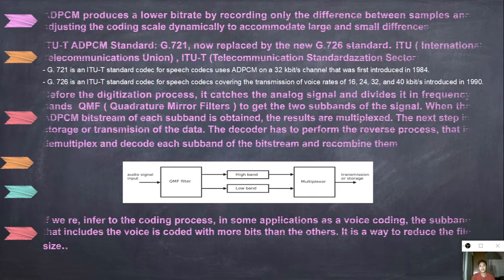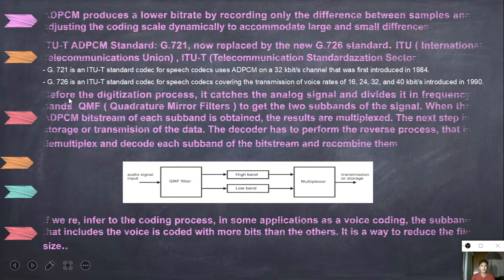The ITU-T ADPCM standard G.721 is now replaced by the new G.726 standard. ITU, or International Telecommunication Union, ITU-T is the Telecommunication Standardization Sector. G.721 is an ITU-T standard codec for speech, which uses ADPCM on a 32 kilobit per second channel and was first introduced in 1984. G.726 is an ITU-T standard codec for speech covering the transmission of voice at rates of 16, 24, 32, and 40 kilobits per second, introduced in 1990.